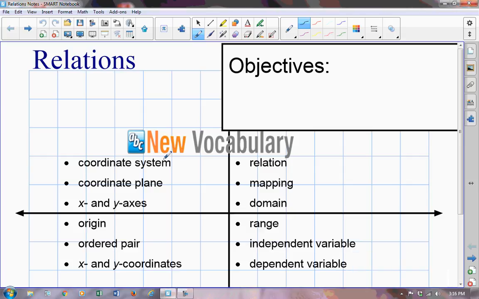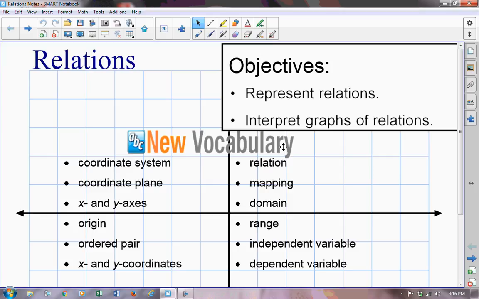All right, this lesson is on relations. The objectives are we will be representing relations, and then we will interpret graphs of relations. There's several vocabulary words in this, and we will talk about most of these as we go through the lesson.